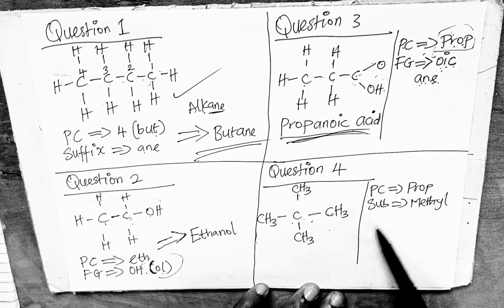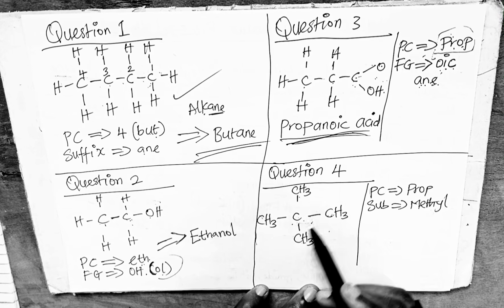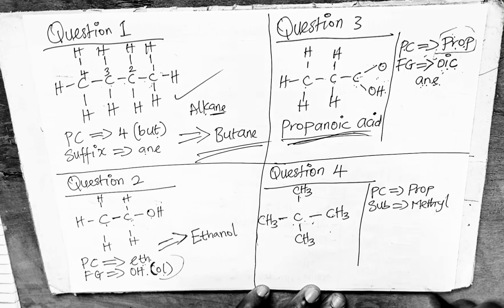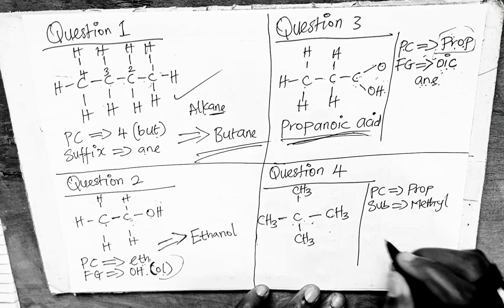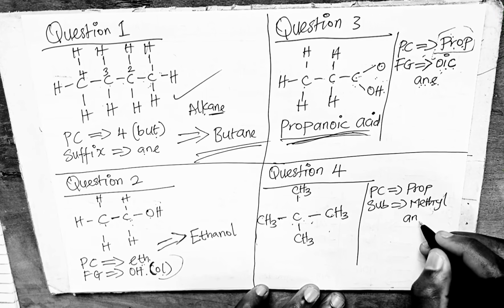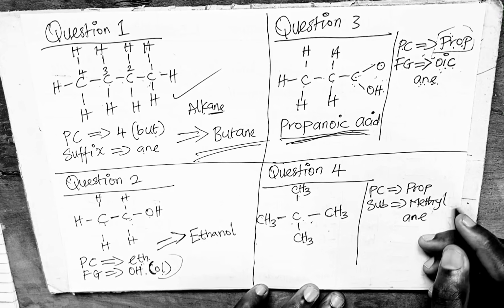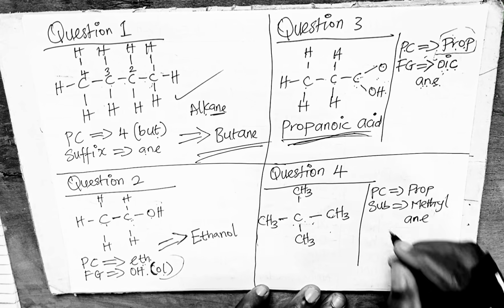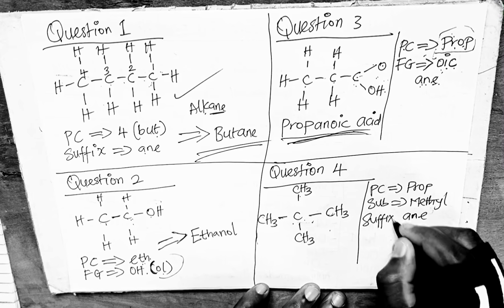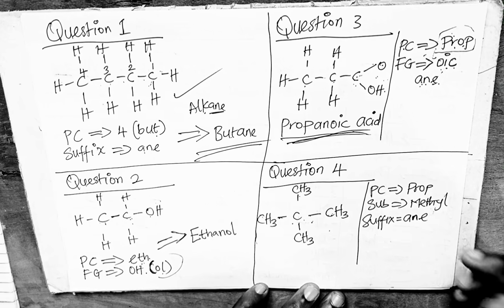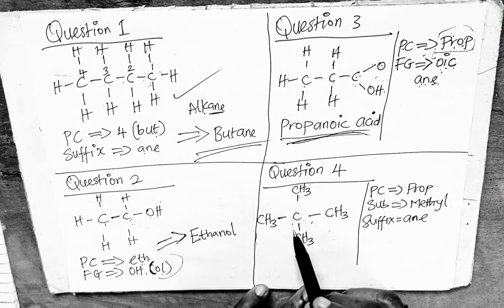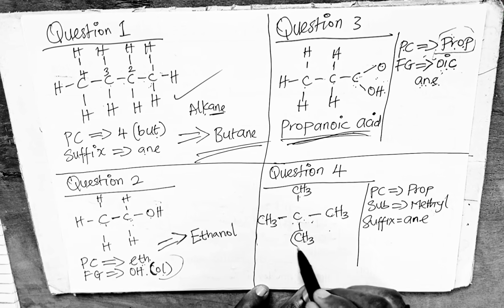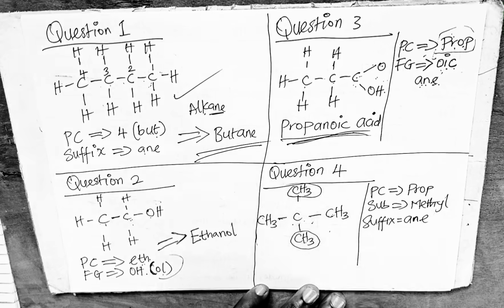Since it's a single bond, what kind of hydrocarbon has a single bond? The ane. So this one is the suffix: the suffix is equal to ane. So we have to number to favor the substituents. See the substituents here, substituent 1, substituent 2. Two of them are the same type of substituent.